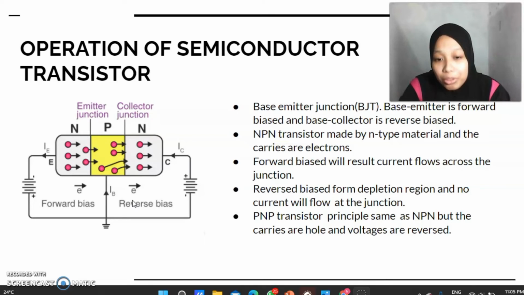Usually, when electrons reach the depletion region, they will unite. But due to the lower doping level, the majority of the electrons can traverse the region without recombining with the holes. As a result, the electrons will naturally gravitate toward the collector. And the PNP transistor operation principle is the same as the NPN transistor, but the carriers are holes and the voltages are reversed. Thank you.